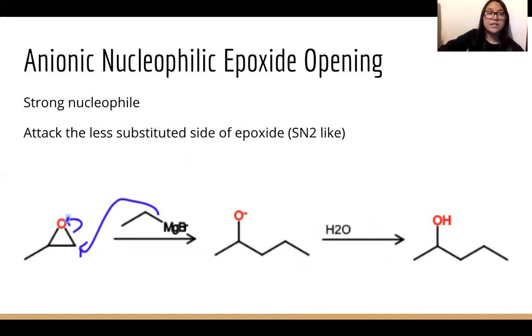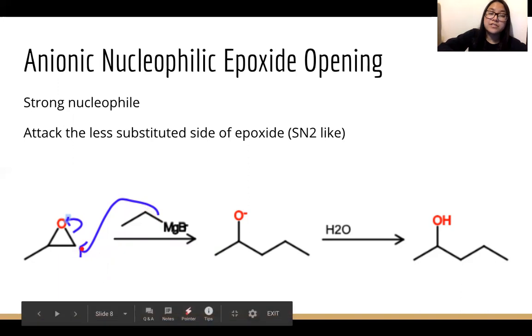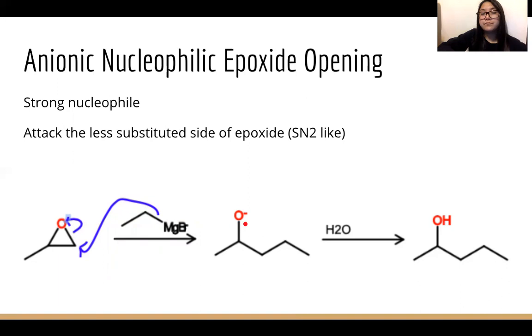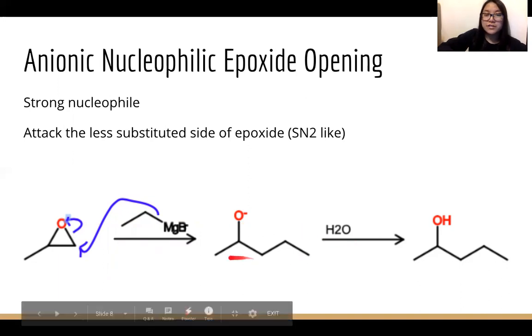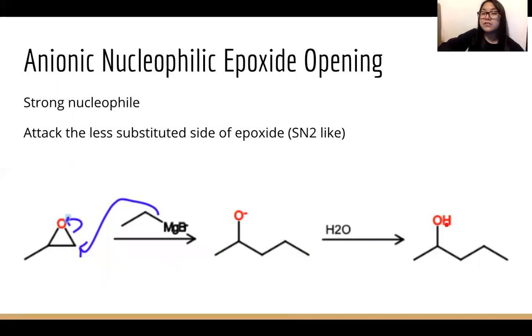Okay, moving forward. So like I said, we're going to open up some epoxide rings. This is the anionic nucleophilic epoxide opening. We're starting off with a Grignard, which is a really strong nucleophile. This is also SN2-like. So this is going to attack the less substituted side of the epoxide. So the Grignard attaches to this carbon. These get kicked off to make a lone pair. You make O-, and then H2O, the second part of the Grignard reaction, to basically just neutralize it, make the oxygen an alcohol.